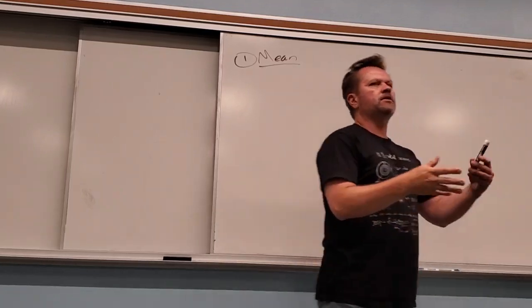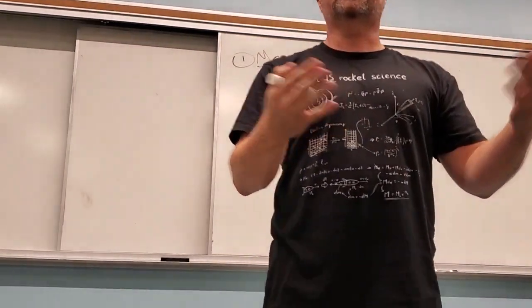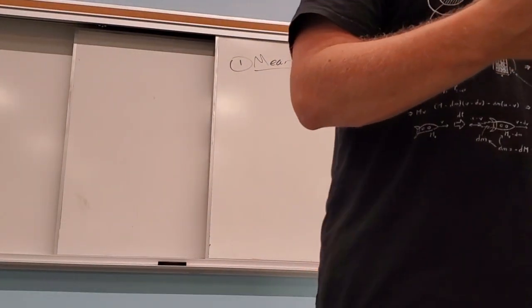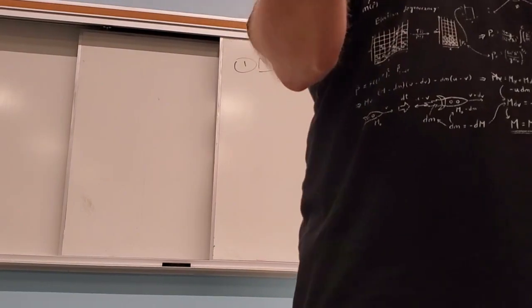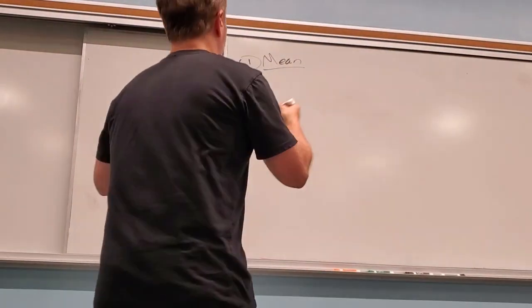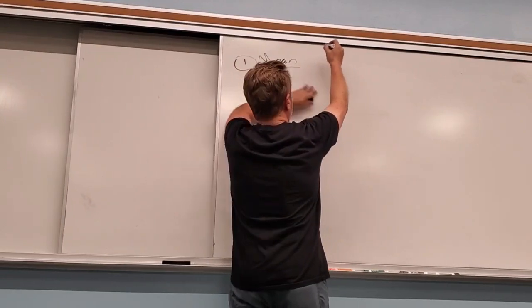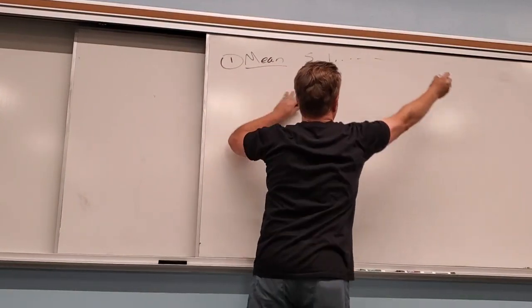Can somebody tell me in English how to find the mean of a set of data? You add and then divide by the count. You basically just said the same thing. You add them all up. So if I have a set of data, it doesn't matter, I'm just going to put some numbers down.